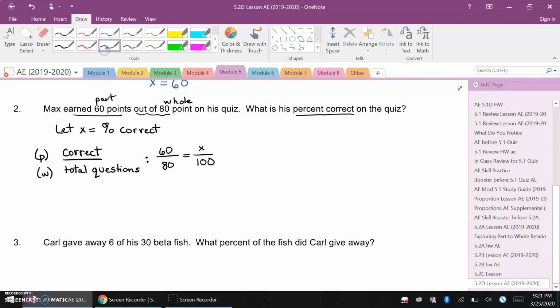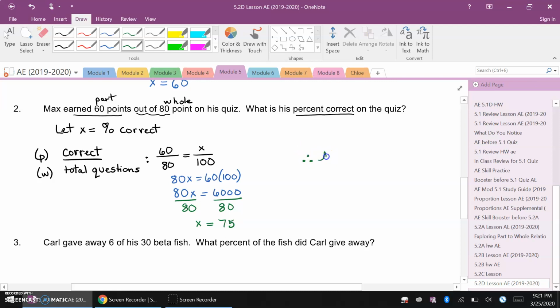Now we're going to go ahead and cross multiply. So we have 80 multiplied by x and 60 times 100. Putting that into our calculator, we will get 6,000. Occasionally when you solve these, you're going to be getting decimals, and that's okay. It doesn't mean that you did anything wrong. This one won't, though. This one does come out clean. We're looking at 75%. So that means that Max earned 75% on his quiz.